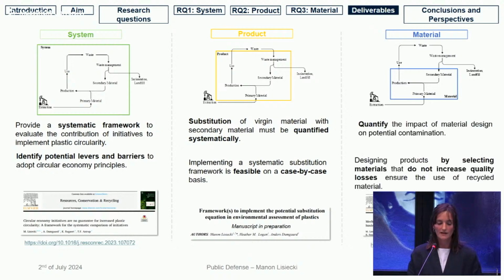And at the material level, I quantified the impact of the chemical contamination for a specific example. That was the 2 solvent-based inks. And we described the quality of the recycled material as a barrier for plastic circularity. And it has been published in the Journal of Hazardous Materials.